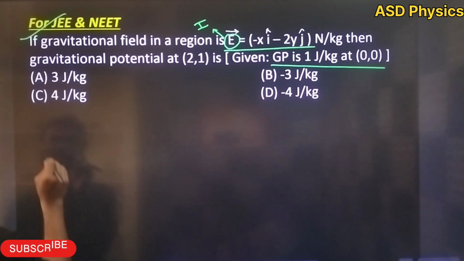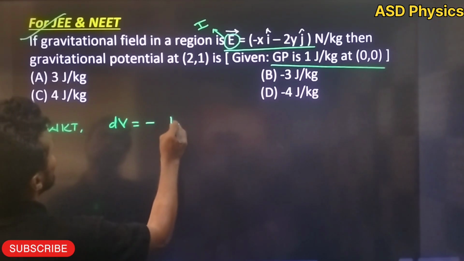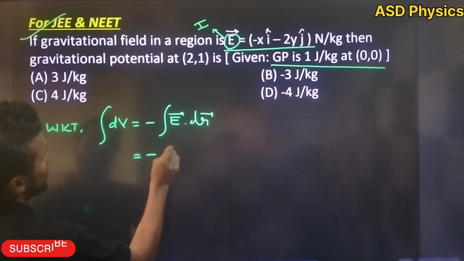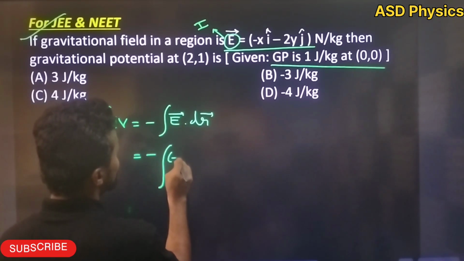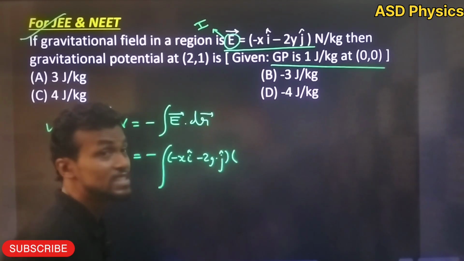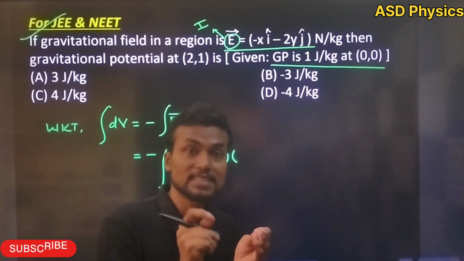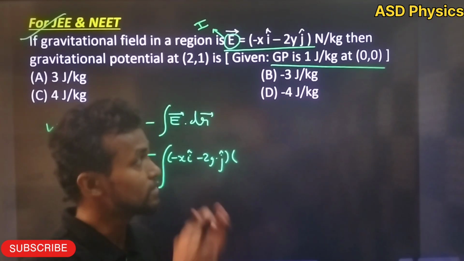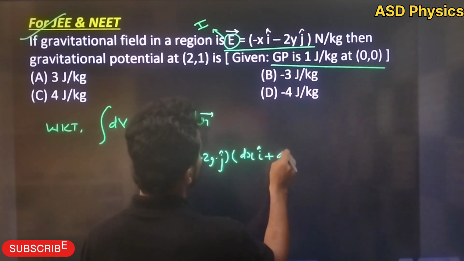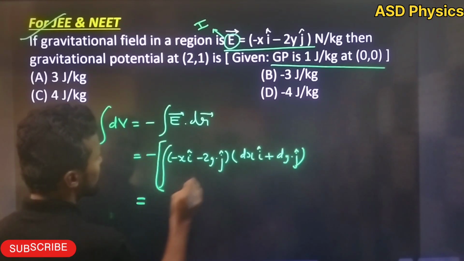So students, which formula do we have to use here? We know the formula: dV equal to minus E dr, and we integrate. Now what is the value of E? Put the value: minus x I cap minus 2y J cap. And this dr is the displacement vector, given in terms of I cap and J cap, so we write dx I cap plus dy J cap. dz K cap we need not write; if it is 3 dimensions, we can write dz K cap also. After that we will take the dot product.